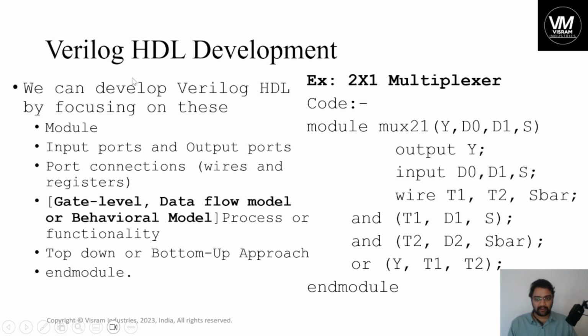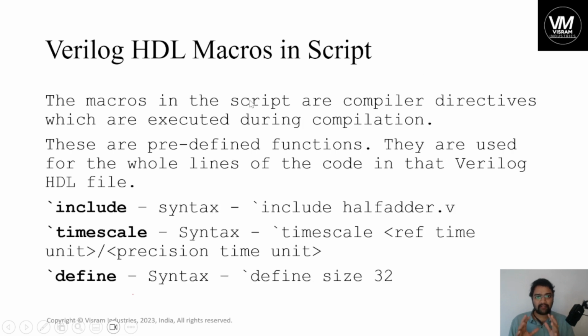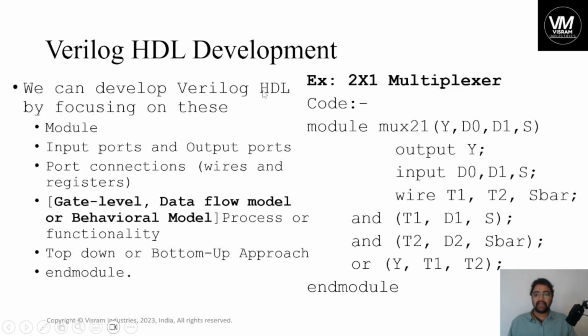Now Verilog HDL development. Till now we have understood all the attributes and elements present in the HDL that we see while developing the HDL language, and from now on we will be developing the HDL language in gate level and data flow model by using all the elements. Now we have seen output, input declaration, 2x1 multiplexer, and this code we have already written from the Boolean equation and also from the gate level model. So we can develop Verilog HDL by focusing on these major components.